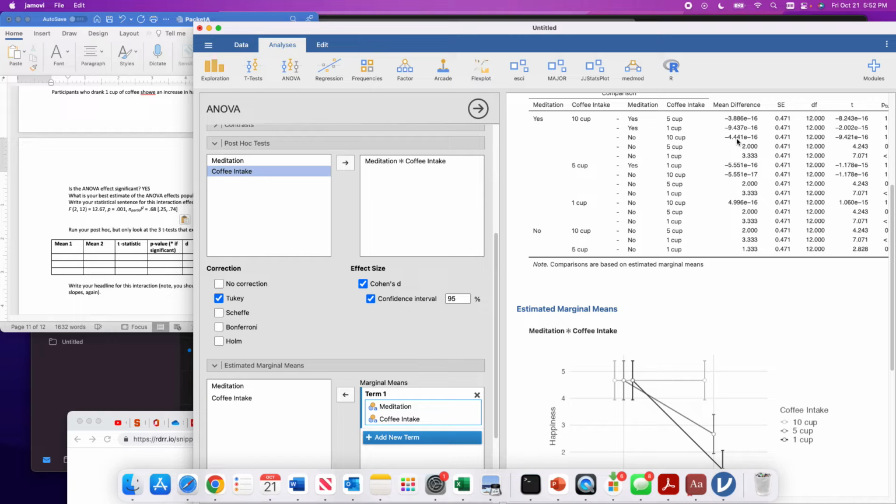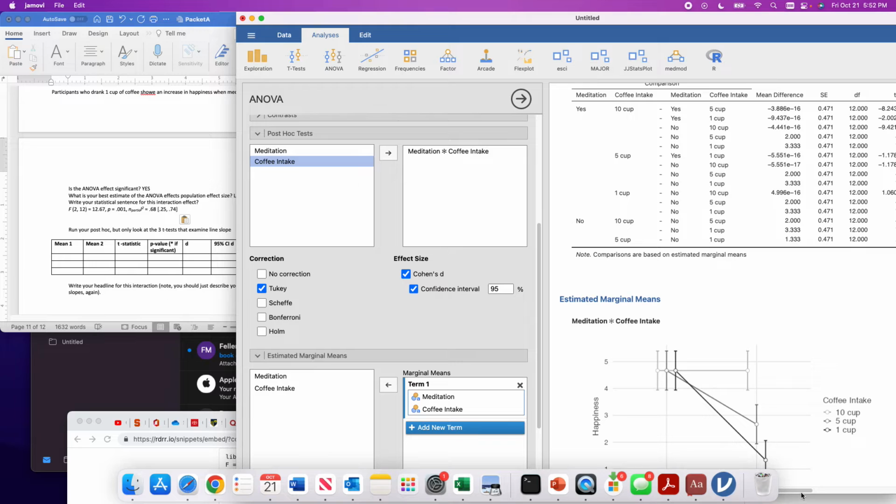That is negative 4.13 times 10 to the negative 16. So that's like 15 zeros, and then your 4 comes. So that's basically 0. The t value is also basically 0. That's your mean difference. That's your t value.